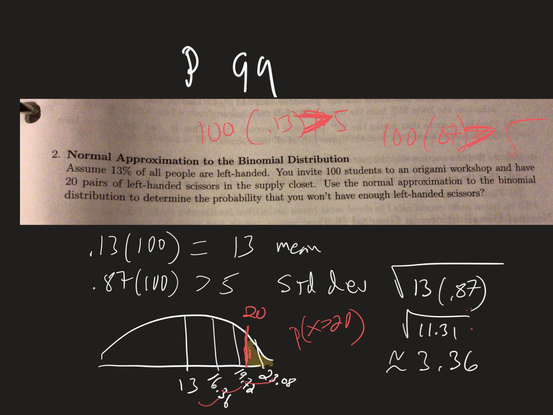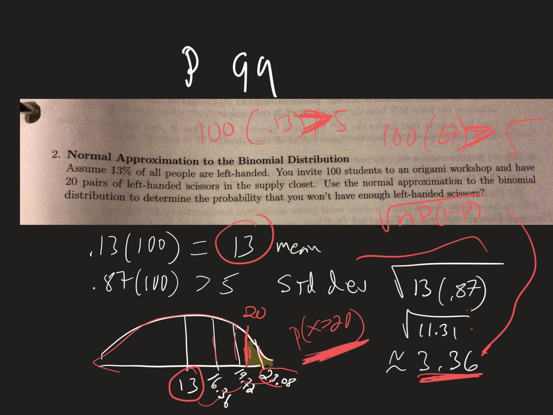So the sampling distribution would be normal with this mean and this standard deviation, the square root of n times p times q, from earlier in chapter 5. Here's the standard deviation and here's the mean. Again I set up a normal curve, put the mean in the middle, and added the standard deviation a few times. 20 is not one of those nice numbers, so I'm going to use a normal curve to figure out the probability of having more than 20 people in the room that need left-handed scissors.